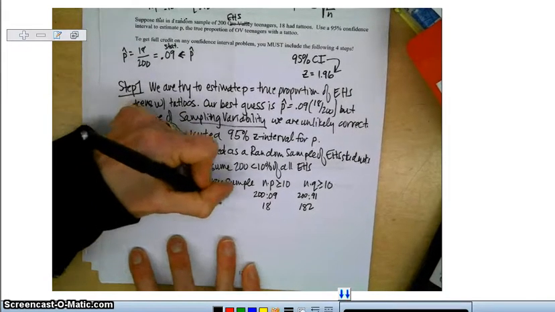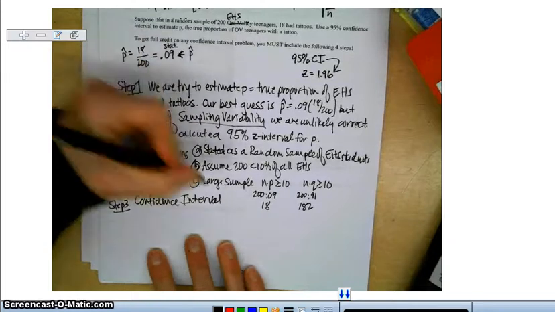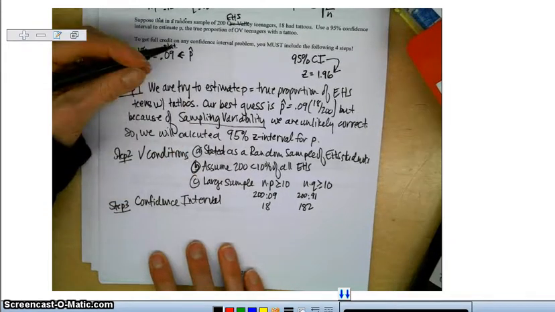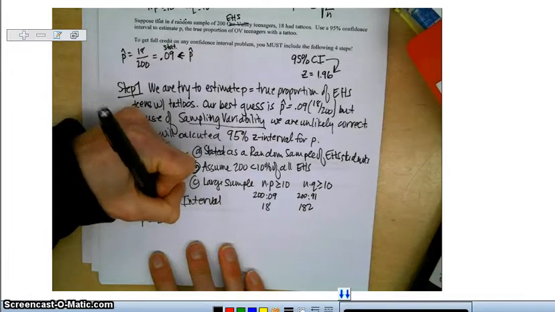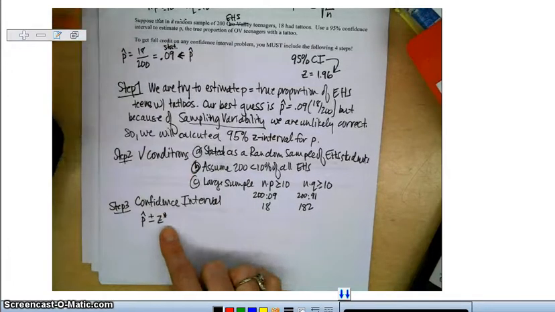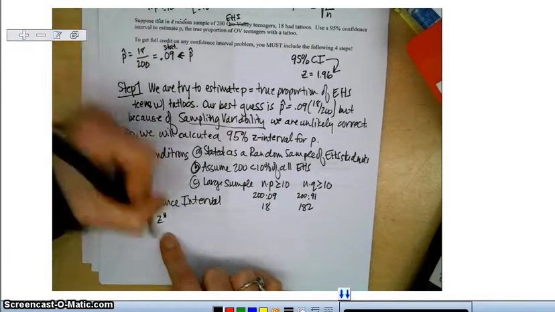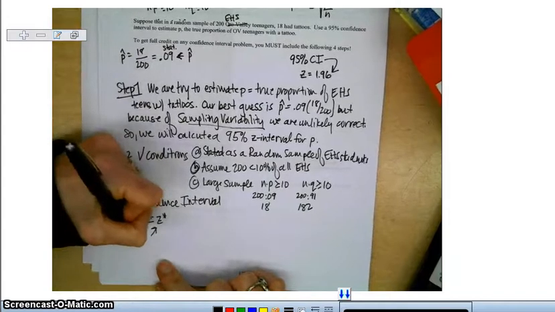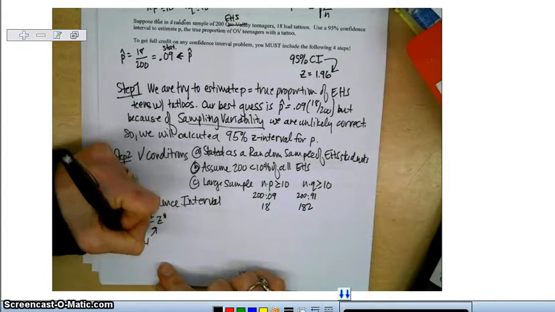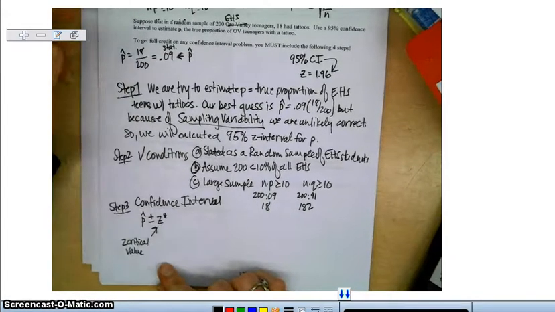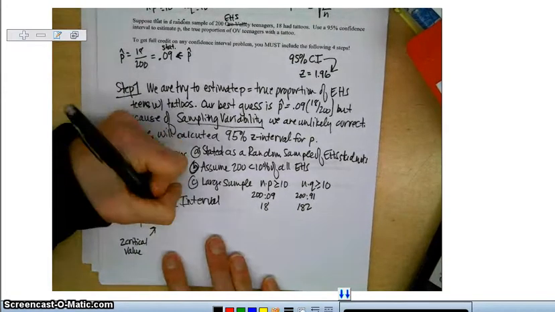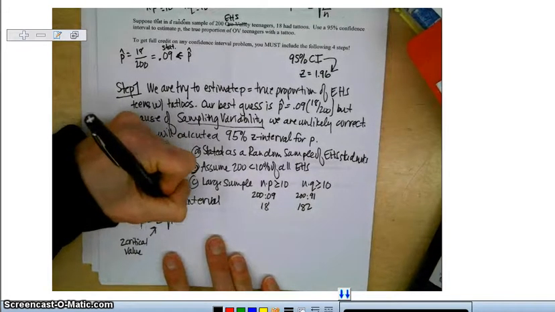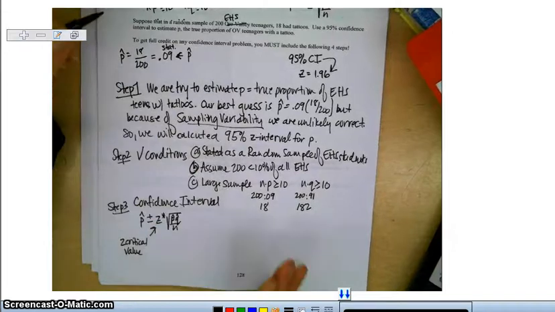Okay, so the calculation of the confidence interval, we write the formula down. Our formula is P hat plus and minus our Z star, our critical value. This is called our Z critical value, and in this case it's going to be 1.96, and I'll show you how we get that in another video, times the square root of P hat, Q hat over N. So we write our formula down.